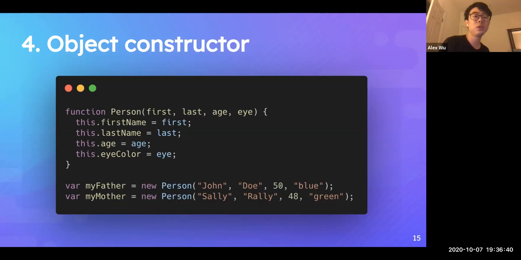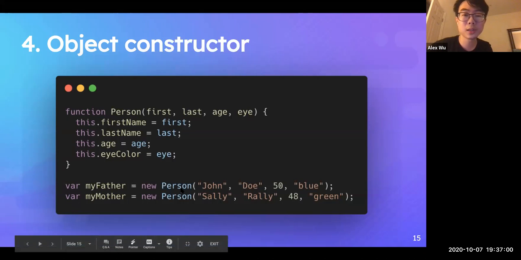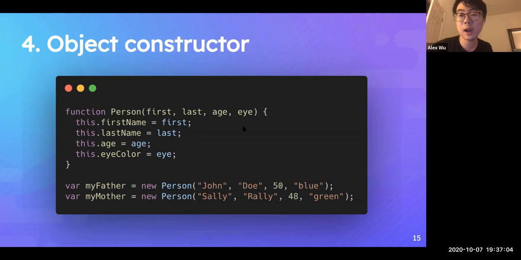If you just want it to be a normal function, you just call it like person(), and that's pretty much it. However, if you want to make the function an object constructor, you use the new keyword. So here we use new Person: first name is John, last name is Doe, age is 50, eyes blue, and this way we'll create a person with these 4 properties and with these 4 values.